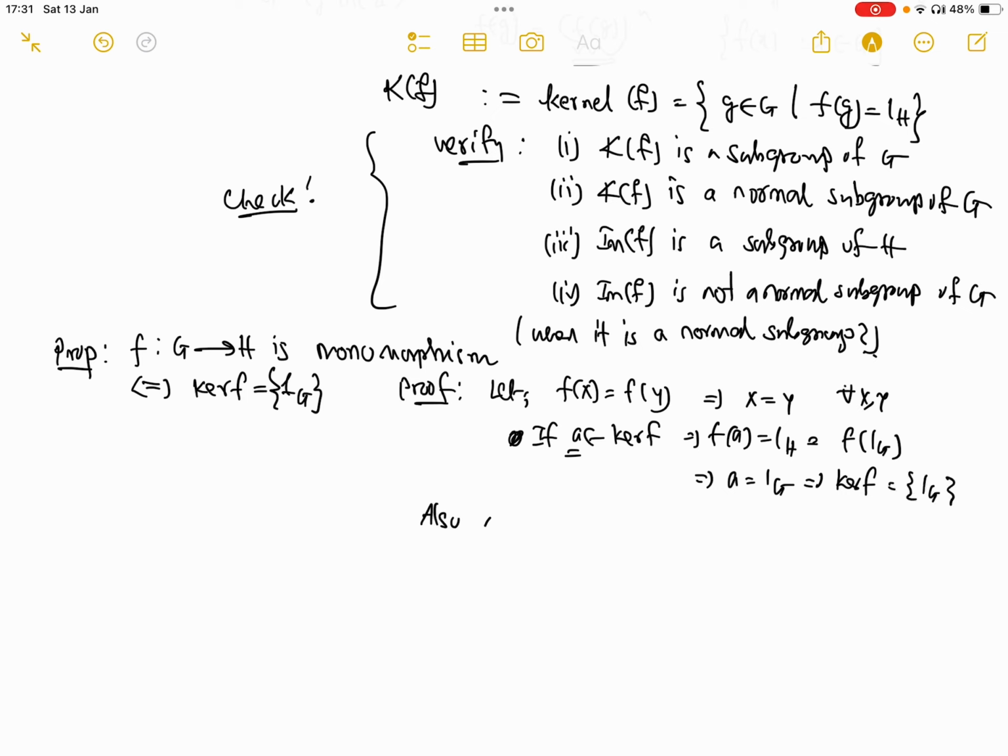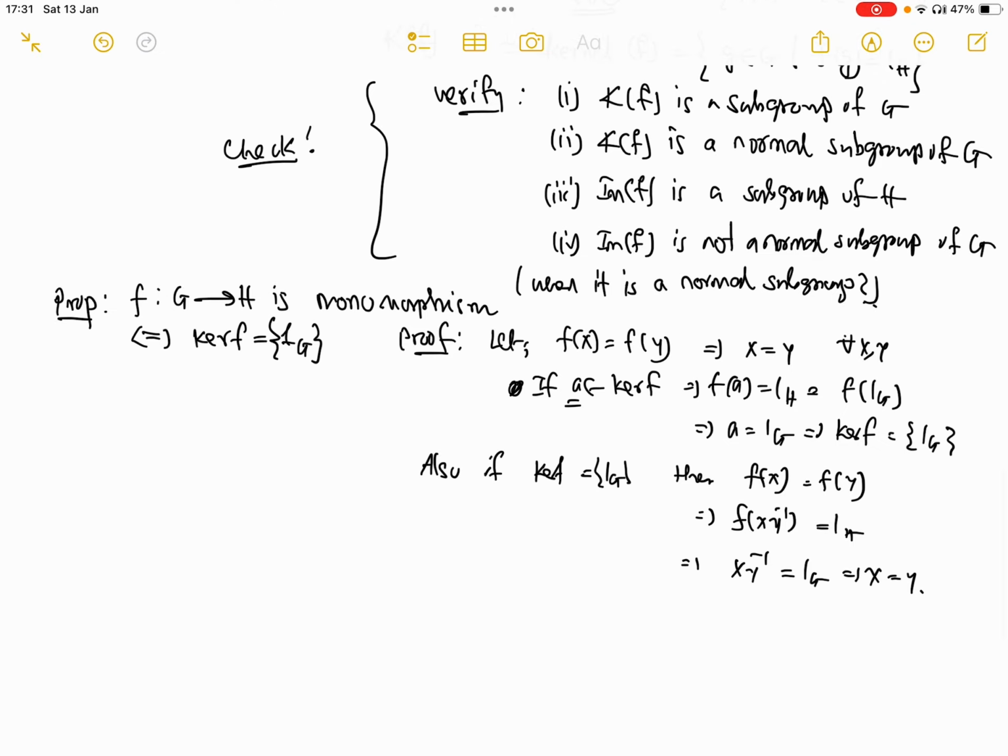And also, if the kernel is the identity, then say you have f of x same as f of y. So this means f of x inverse y is the identity of H, which means x inverse y is in the kernel, but the kernel is just the identity. So you get x equals y. So again, it's really an easy proof, but it's really important. We often use this criterion rather than checking the value of f at all the points.